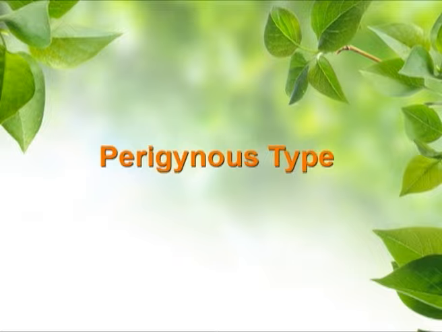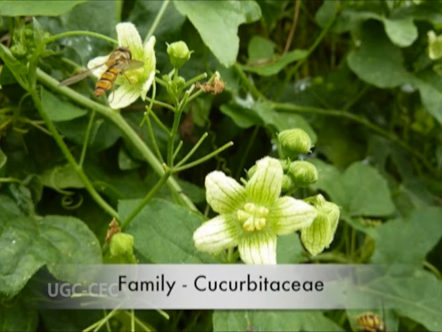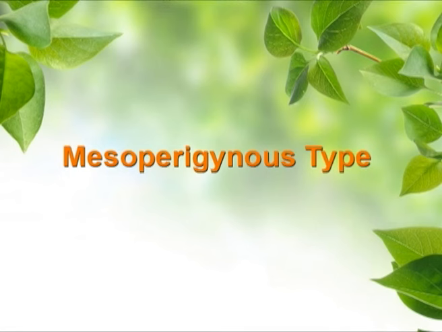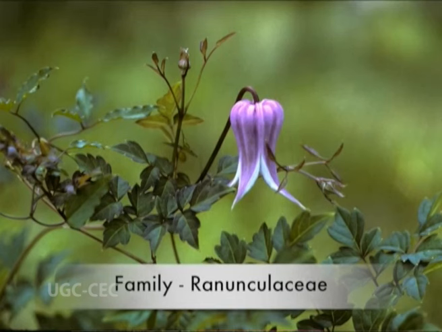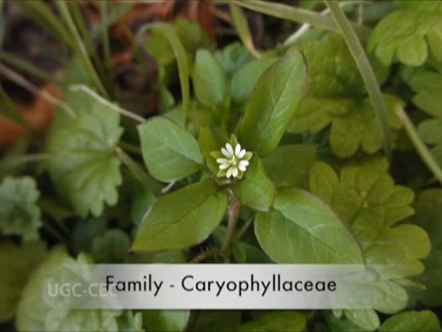Perigenous type. In this type, guard cells are formed from mother cells while subsidiary cells from nearby mother cells, and examples are seen in Cucurbitaceae family. Mesoperigenous type. In this type, guard cells and one subsidiary cell is formed from mother cell while other subsidiary cells develop independently. Example is seen in Ranunculaceae and Caryophyllaceae family.